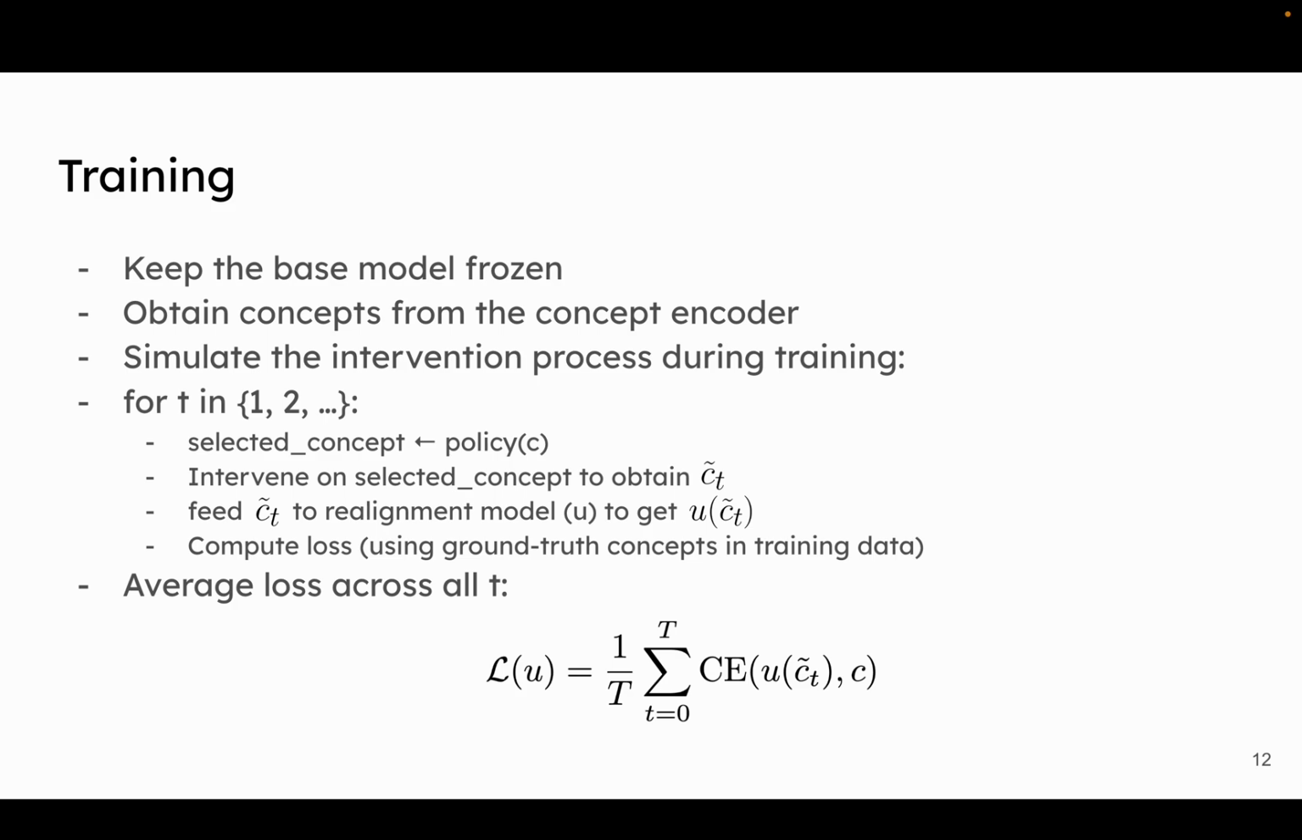To train the realignment model, we keep the base model frozen and obtain concepts from the concept encoder of the base model. Then, we simulate the intervention process. For intervention step T, we select a concept using the intervention policy, then we intervene on it and feed the updated concepts to the realignment model. Then we compute the cross entropy loss between the updated concepts and the ground truth concepts and average the loss across all time steps.